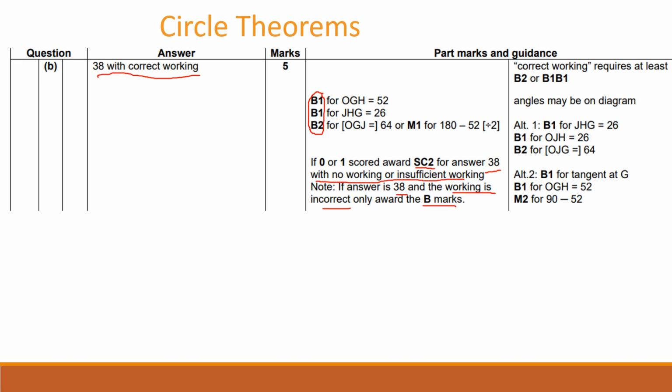Now on the mark scheme they gave a mark for doing OGH using alternate angles of 52. I didn't use that in my working, but it was a method mark that they gave. We got the angle of JHG, which was 26. We got the angle of 64 from using the isosceles triangles for 2 marks, and then for working through to get the 138 is a method mark here on the end.